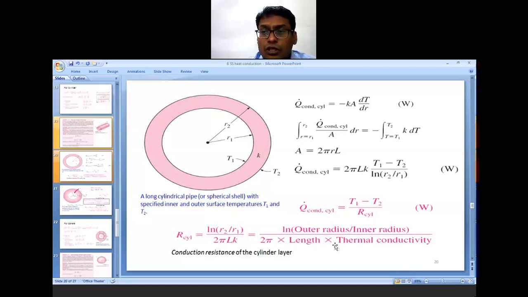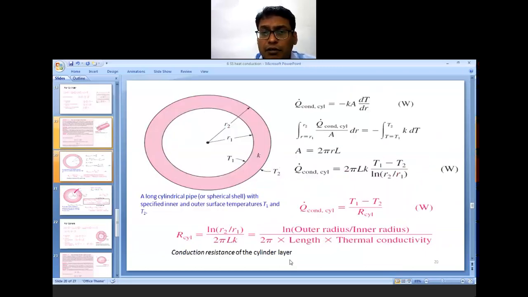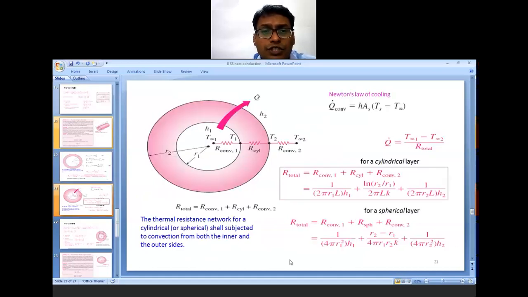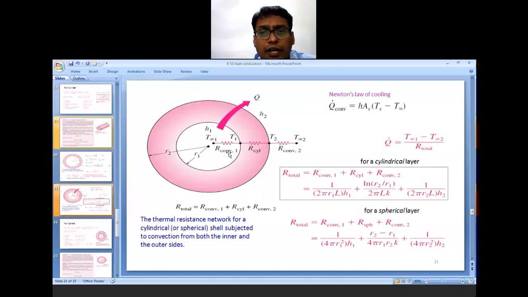So this is for the single cylinder. Now we will consider the composite cylinder. For the composite cylinder, instead of the single cylinder, we are now taking into account the convection perspective. The convection on the inner side and the convection on the outer side we are considering.